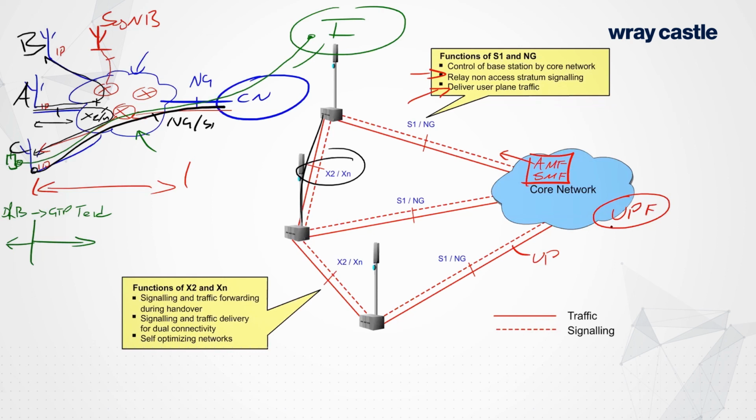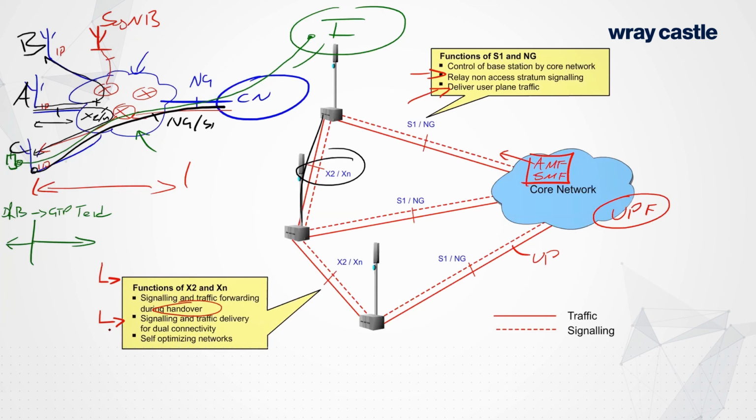The X2 XN interface, once again, serves similar kinds of functions here. During handover, it's quite a useful interface, because there is a preparation and an execution phase of the handover where the X2 XN interface is available. We can do some of the preparation signaling before we actually execute the handover itself. That's quite useful. It is particularly useful, maybe even essential, for the exchange of signaling and traffic where there is dual connectivity being supported by the system.